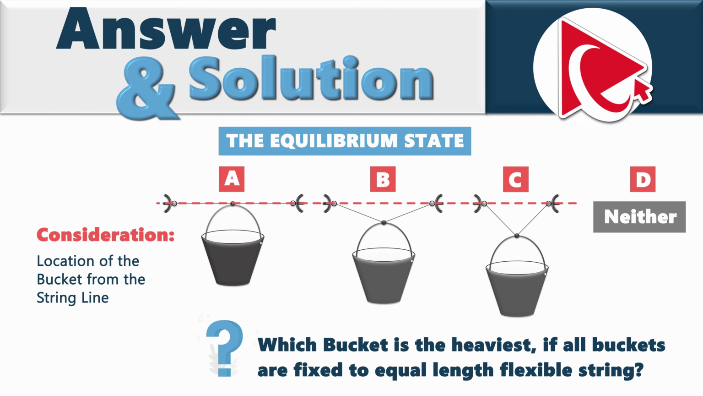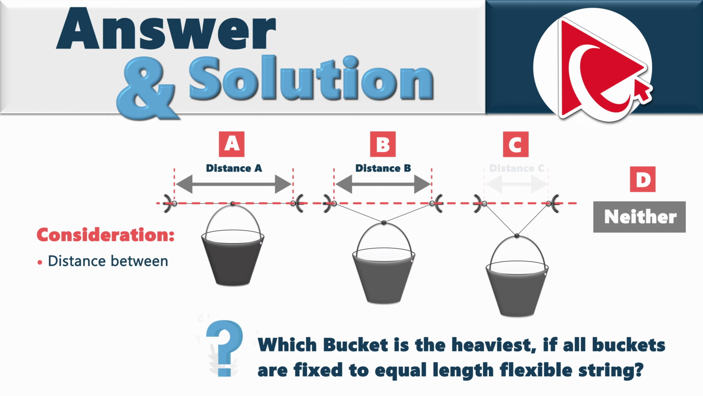This visual cue of the lower position of the bucket C can give you an impression that the bucket C is heavier, even though it may or may not be the case in reality. But here's the caveat. This would only be true if the distance between string connectors would be the same.